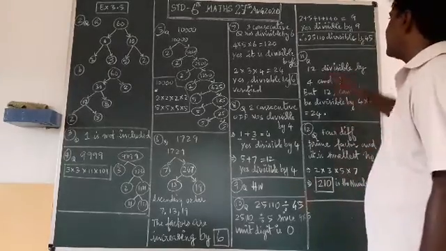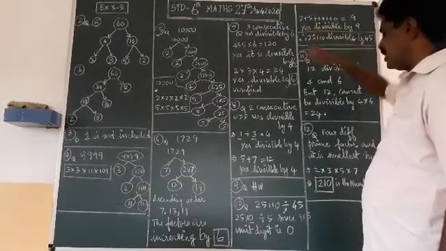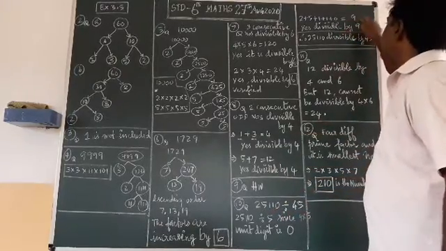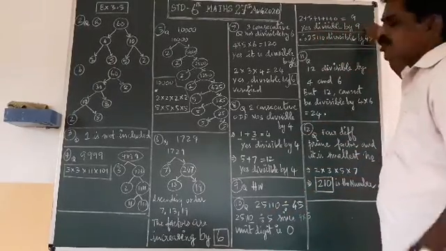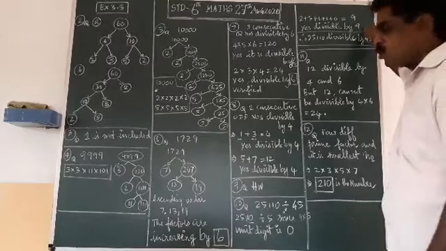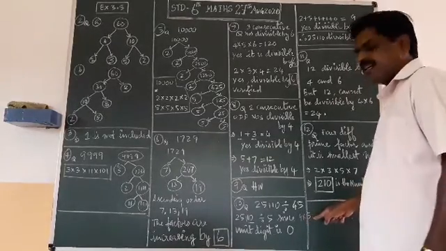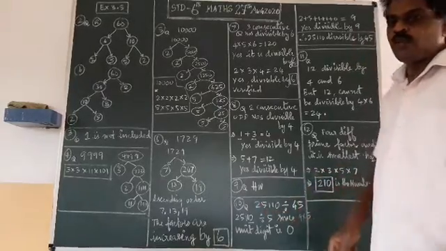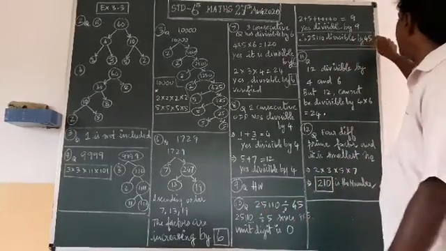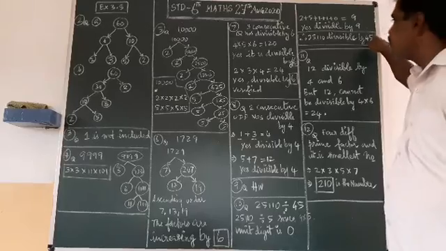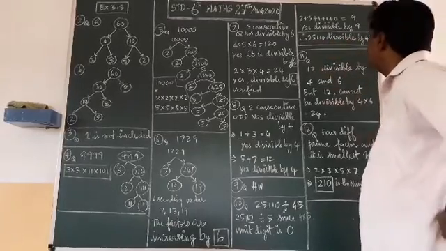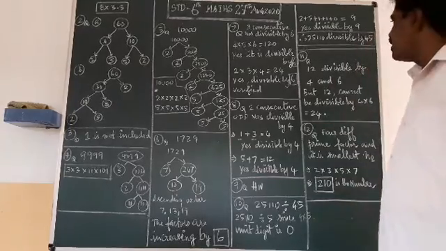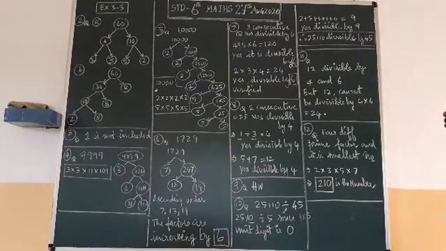Check for the factor 9: add all the digits in the given number, 2 plus 5 plus 1 plus 1 plus 0. We get 9. Yes, it is also divisible by 9. So the number is divisible by both the 9 factor and the 5 factor. Therefore, 25,110 is divisible by 45. That is your answer. Then the 11th question.